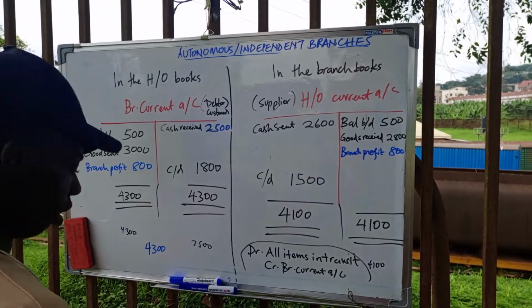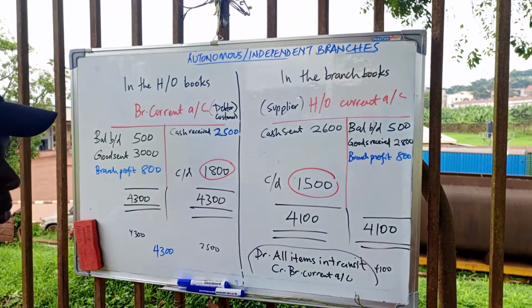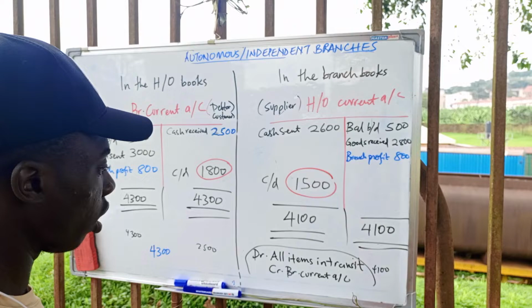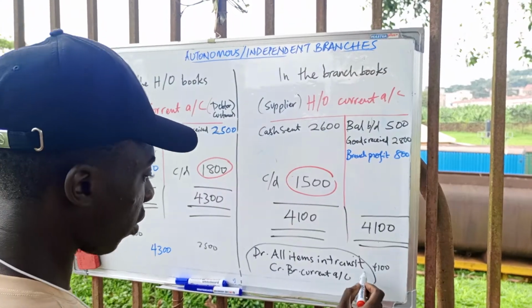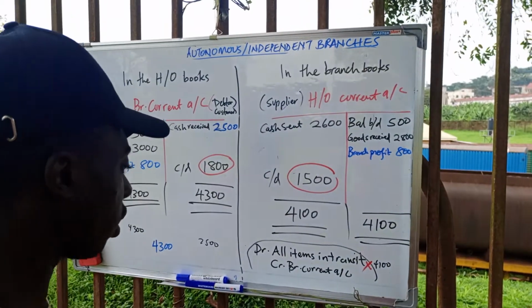At the end of the day, these closing balances, this one and this one, they must be the same, but we are seeing that they are not the same. It means that you have to pass this entry to make them reconcile. In other words, debit all items in transit, but they haven't asked us for accounts of items in transit, but they asked us for this account, branch current account.